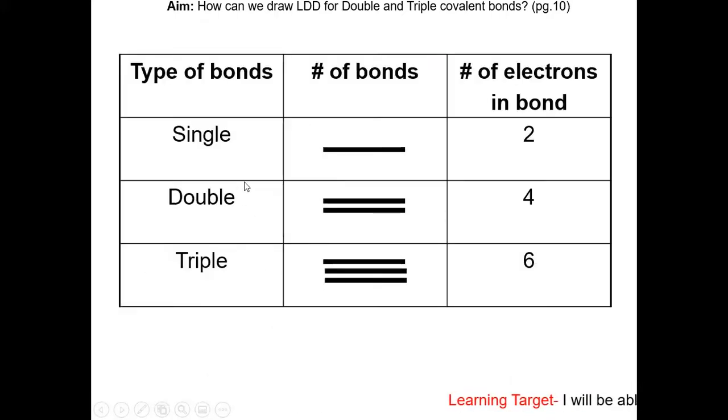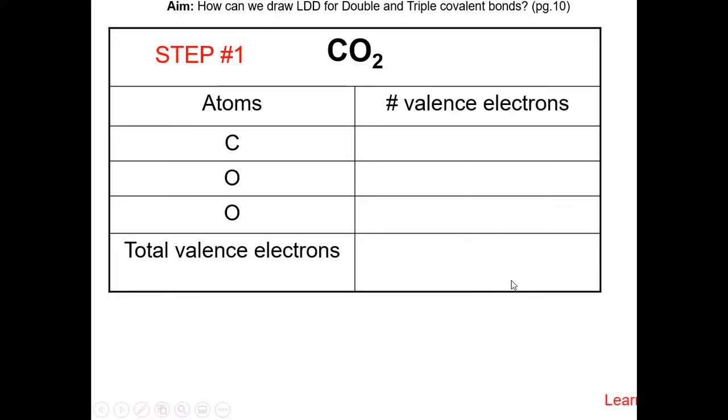To review again, there are 3 types of covalent bonds: single, double, and triple. This is how you represent them in a Lewis dot diagram, and these are the number of electrons in a single, double, and triple bond. So let's do another example, carbon dioxide or CO2.